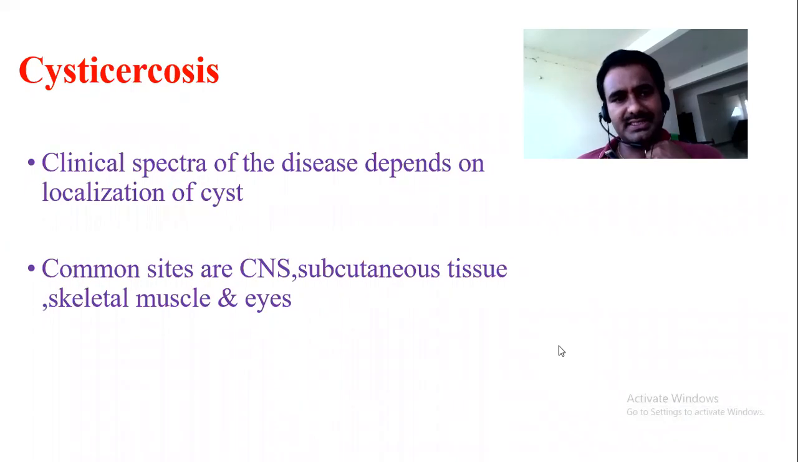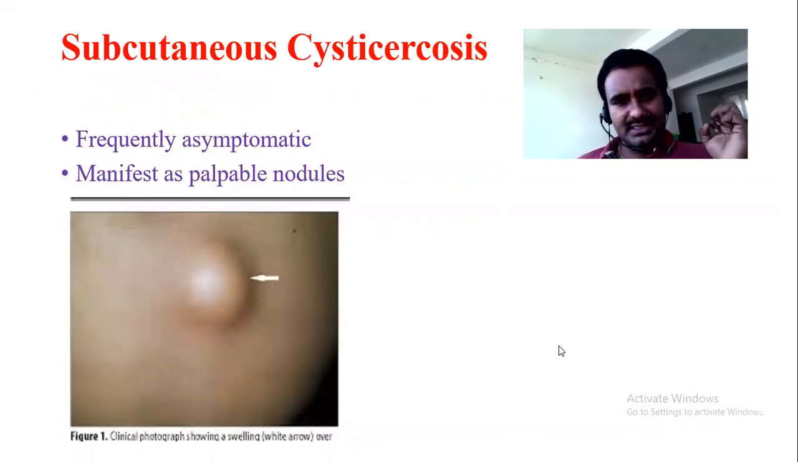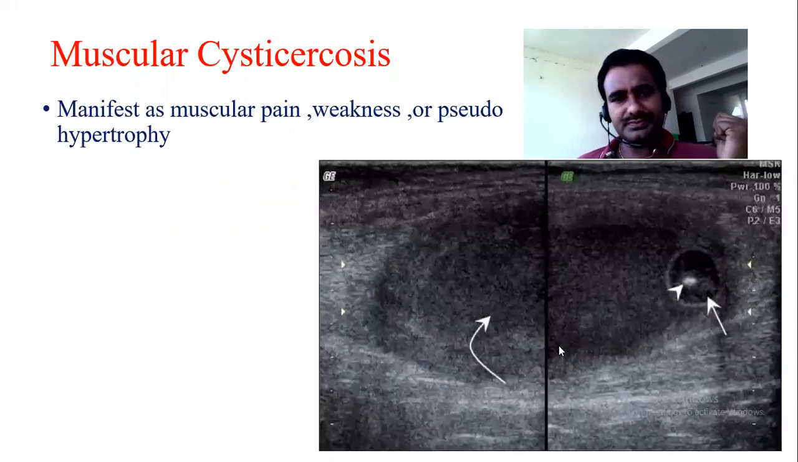Next is cysticercosis. The clinical spectrum of the disease depends on the localization of the cyst. Wherever the cyst is, there will be cysticercosis. The most common sites are the CNS, subcutaneous tissue, skeletal muscles and eyes. Next is subcutaneous cysticercosis, which is also frequently asymptomatic and manifests as a palpable nodule.